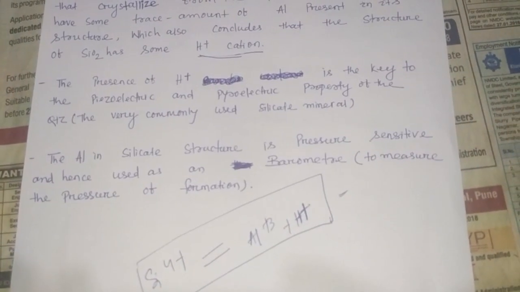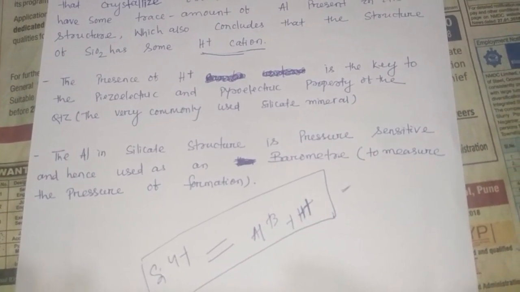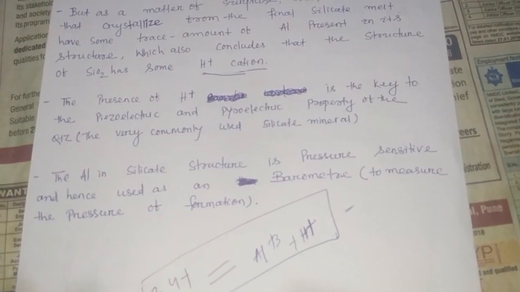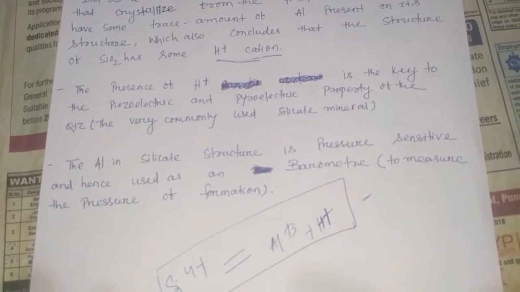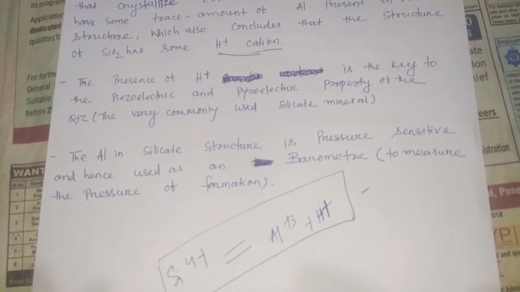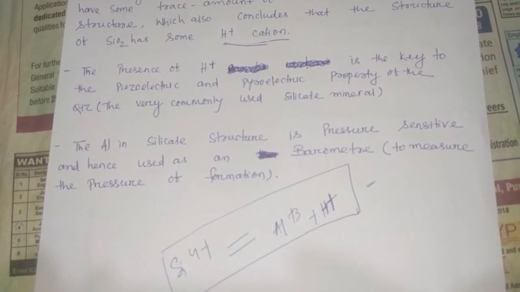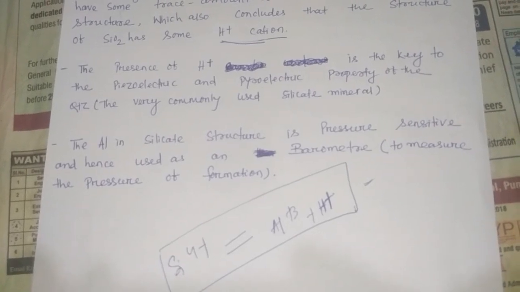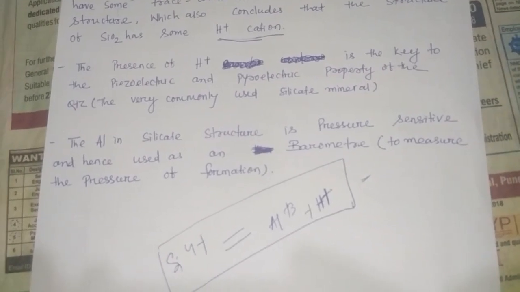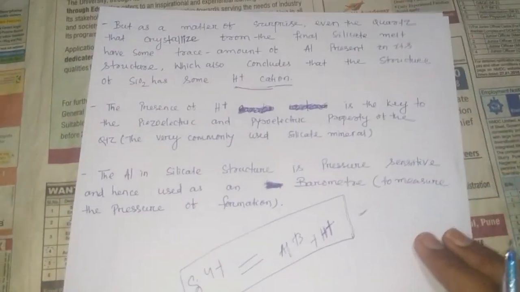The aluminum in quartz is mainly pressure sensitive, and hence it is used as a barometer to measure the pressure of formation of that quartz, because quartz occurs in a variety of situations in metamorphic rocks and igneous rocks. So in order to calculate the pressure, we must calculate the aluminum values in the quartz, as it is pressure sensitive. So this is all about Bowen's reaction series.